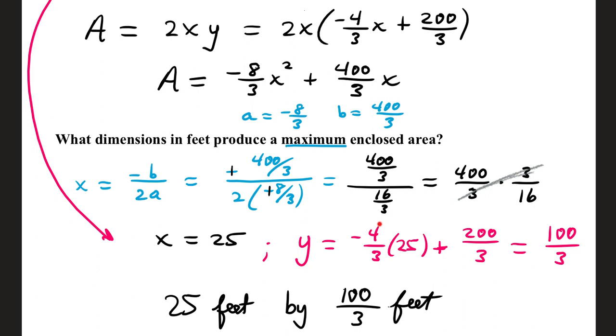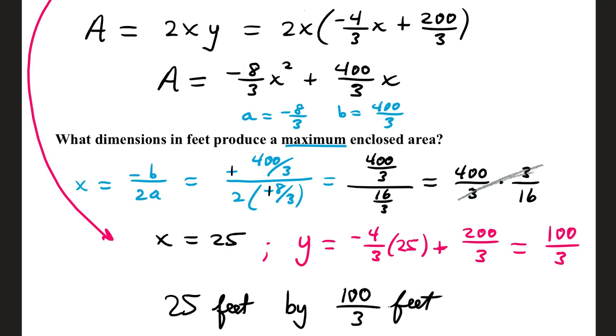Okay, so negative 4 thirds times 25 plus 200 thirds. Use your calculator if needed. That's 100 thirds. Each corral, because there were two in the diagram, is going to be 25 by 100 over 3, which is 33 and a third. So that's going to be the measurement for each individual corral.